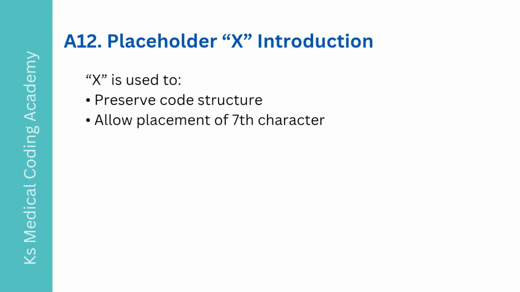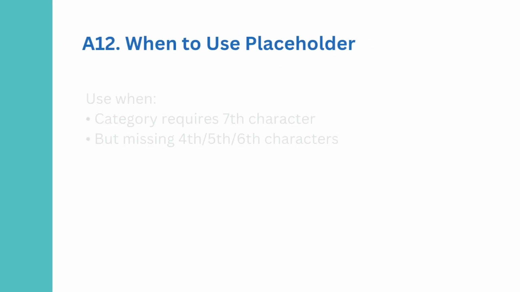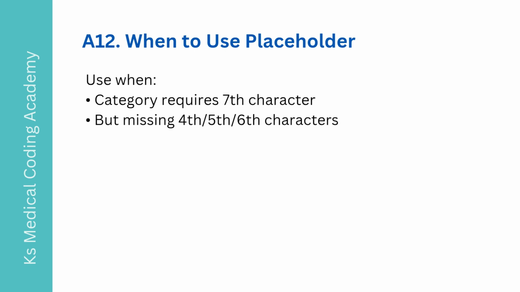Placeholder X introduction. The placeholder character X preserves code structure when a seventh character is required but earlier character positions are empty. It keeps the code positions aligned for correct extension placement. When to use placeholder. Use the placeholder X whenever a category requires a seventh character but the code has fewer than 6 characters filled. This is common in injury, fracture, and obstetric codes.